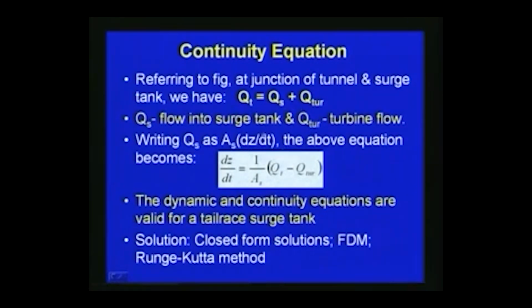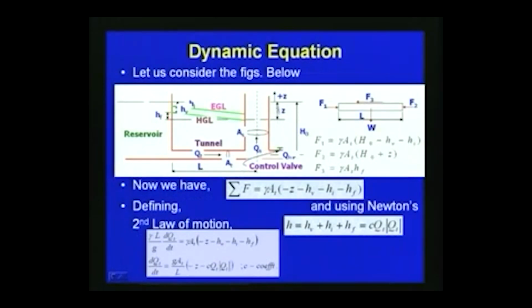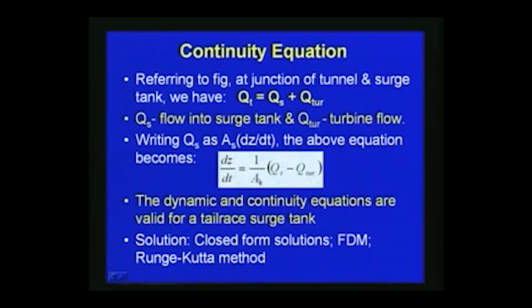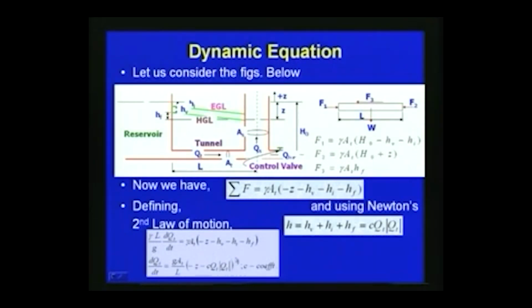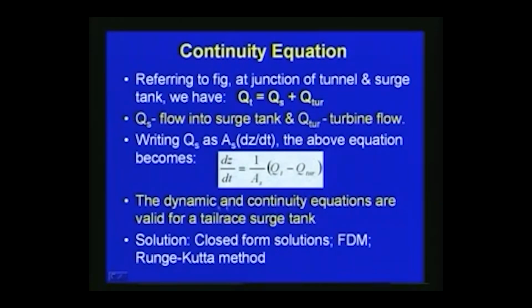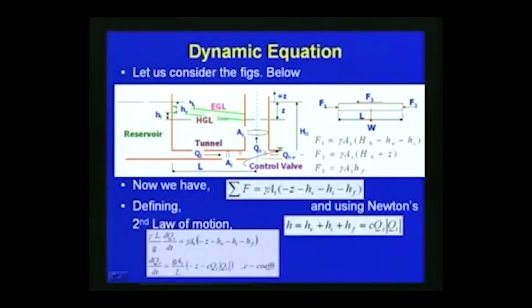So the above equation becomes dz by dt is equal to 1 by As into Qt minus Q turbine. Here Qt is the tunnel discharge, Q turbine is the discharge through the turbine, Z is defined here as this head difference, As is the cross-sectional area of the surge tank, and t is the time. So this gives the continuity equation, and the dynamic equation is obtained by this relationship. These dynamic and continuity equations are valid for the rise in the surge tank.